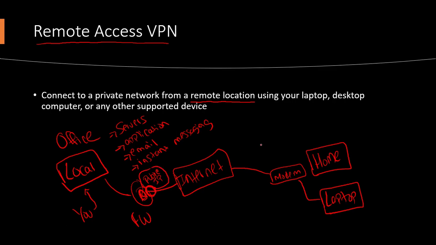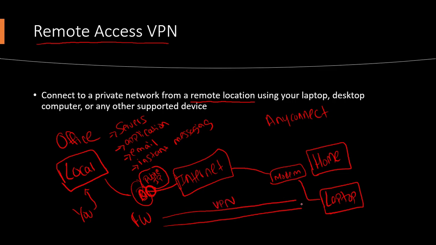And here's what happens. You're going to have some type of VPN client on your laptop. If you're using Cisco, it's called AnyConnect. And what this software allows you to do is build a VPN tunnel between your laptop and the firewall. So this is your VPN tunnel right here.